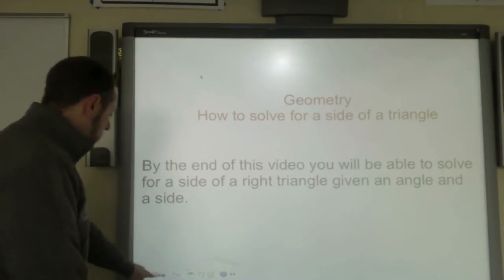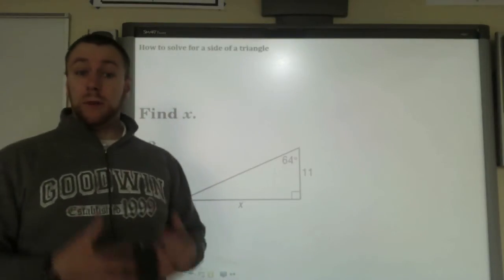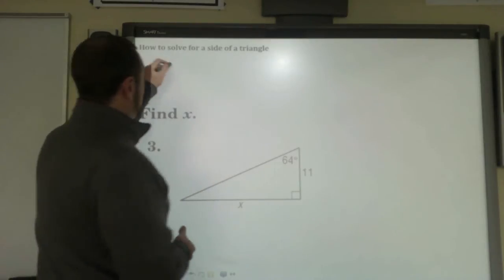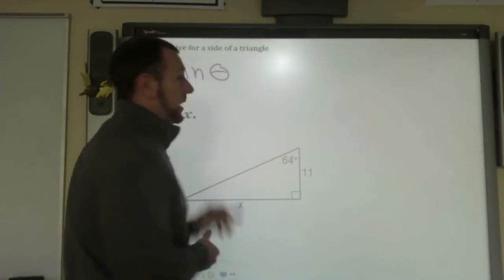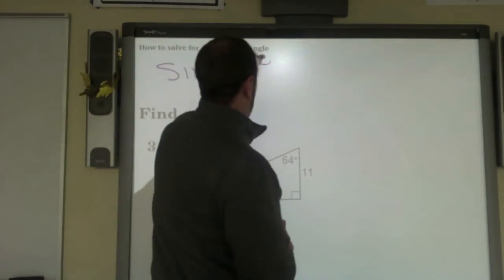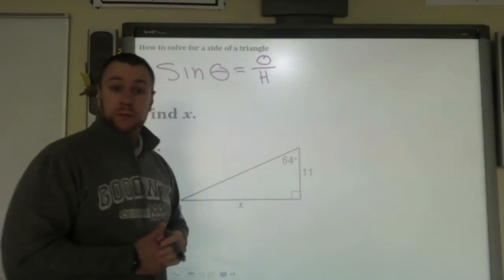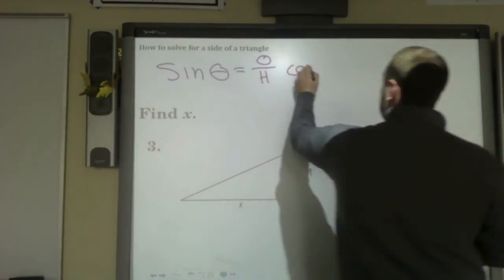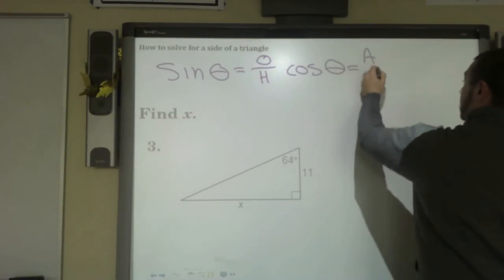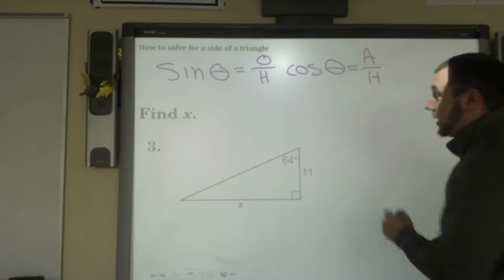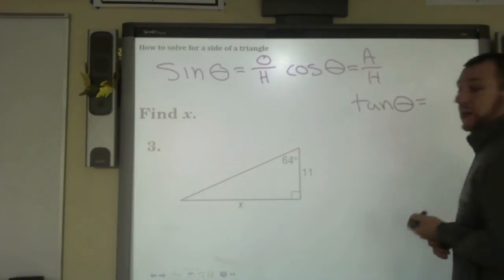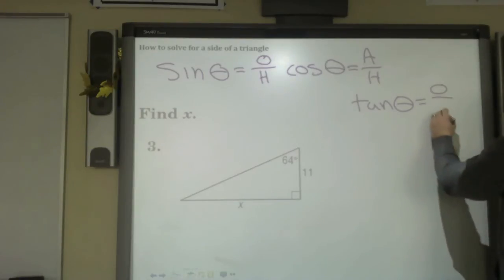So the first thing we need to remember is the stuff from the previous video, where we remember that the sine of any angle is a ratio of the opposite side over the hypotenuse. The cosine of the angle is the ratio between the adjacent side and the hypotenuse. And the tangent of any angle is related to the ratio of the opposite over the adjacent side.